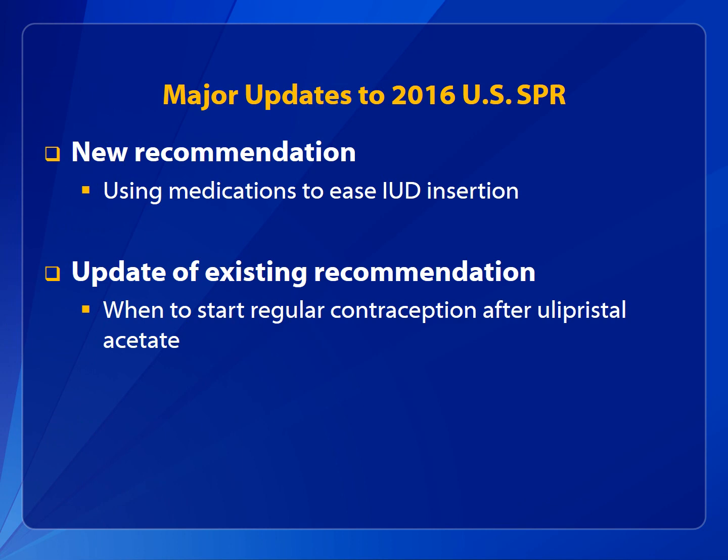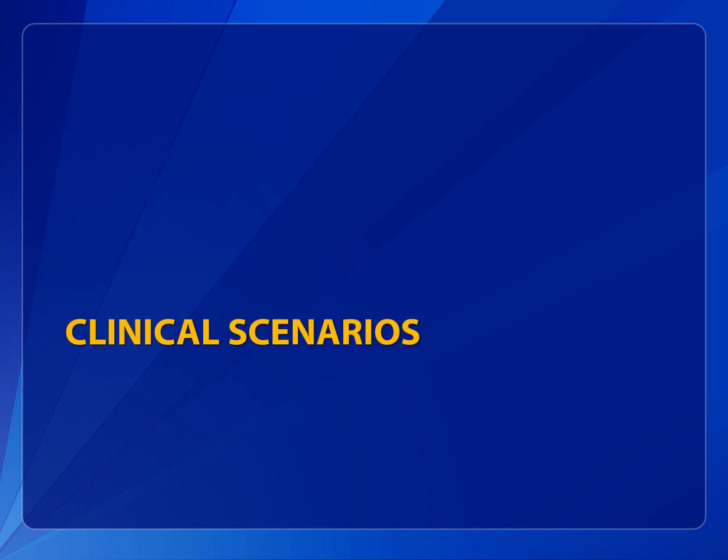There are 2 new major recommendations in the U.S. SPR in 2016. These include recommendations on the use of medication to ease intrauterine device insertion and updated guidance on when to start regular contraception after taking ulipristal acetate for emergency contraception. Both of these updates are addressed later in the presentation. To demonstrate how the guidance can be used, we will now go through several clinical scenarios for which the guidance may be useful.